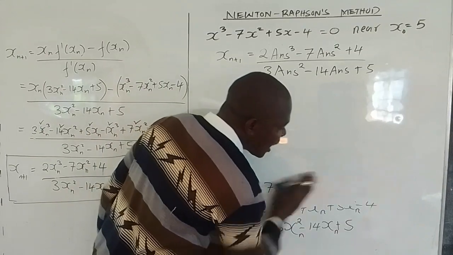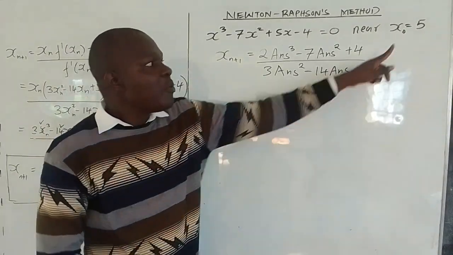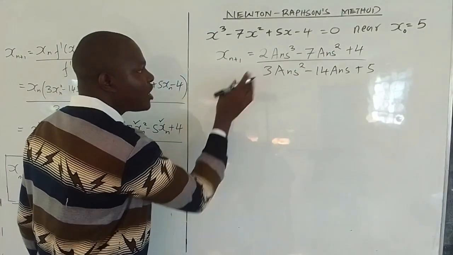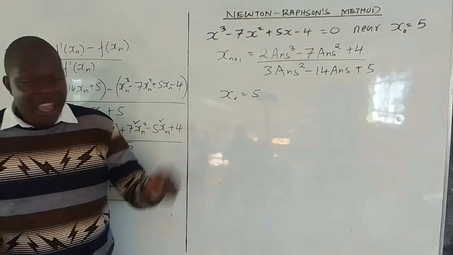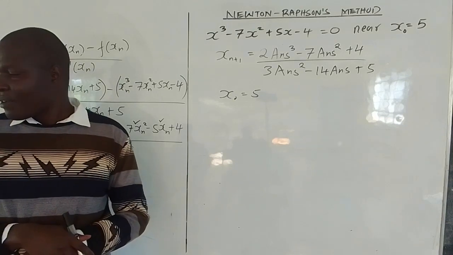Now, can you go to the calculator and do this? Go to the calculator and start. Where have you been told to start? x naught is equal to 5. So after putting that formula, write x naught equals 5. Go to the calculator and say 5 equals 5, meaning your answer is 5. You are starting from there. 5 equals 5.